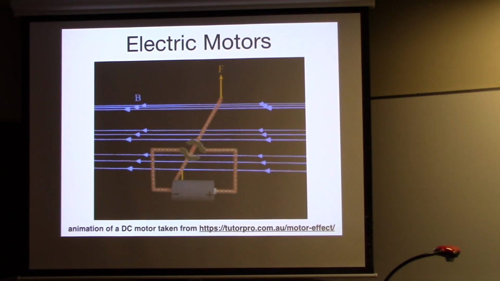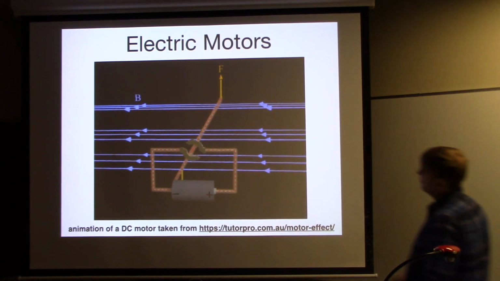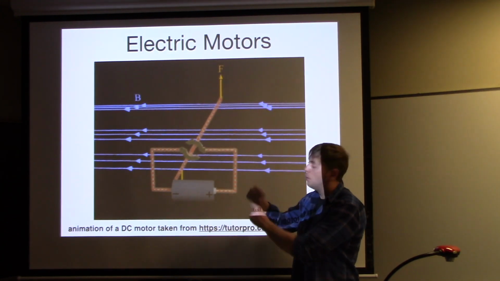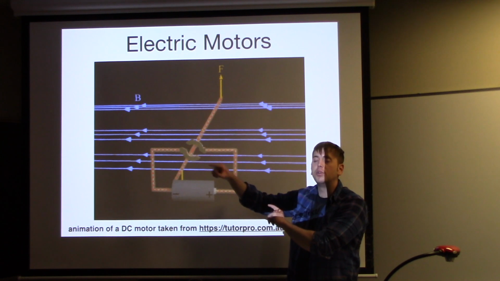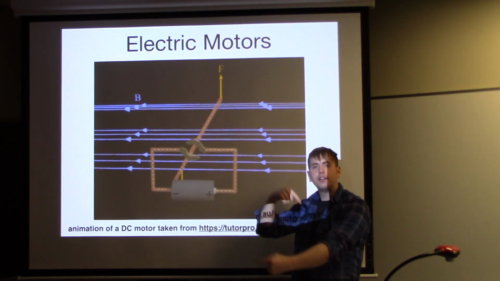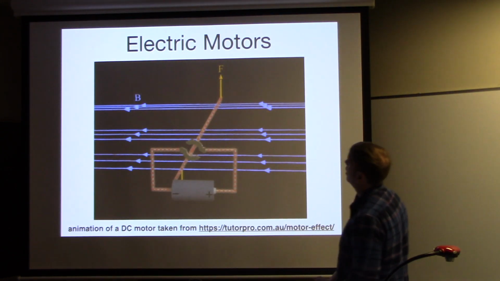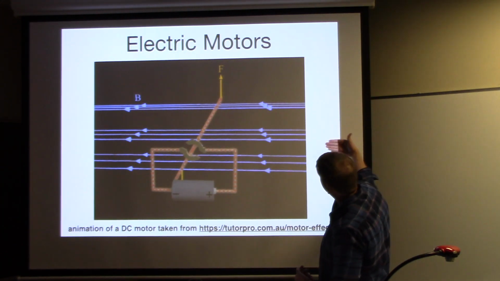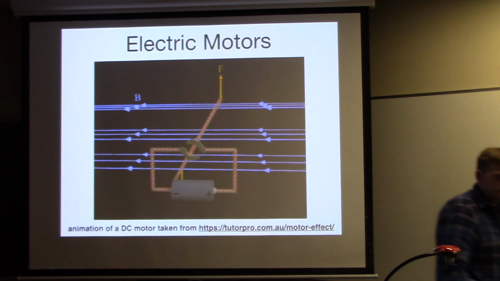So let's take a look at an animation of this, because this is definitely a lot to wrap your head around. So again, we have our current loop right here. It's connected to a battery, but we have commutators. So we can switch from connecting to the positive and negative terminals with the commutator, which can flip the direction of the current. And we have the B field going straight to the left like this.